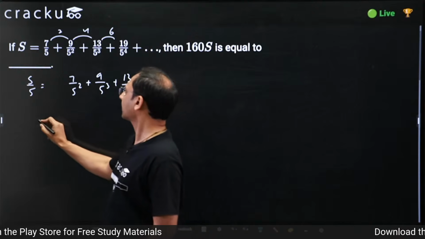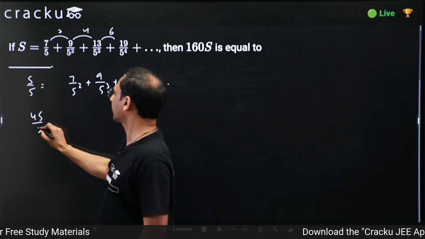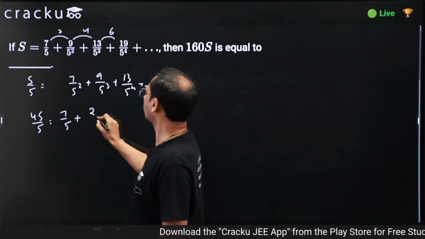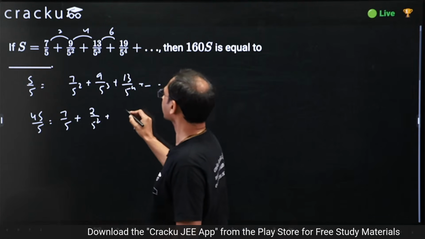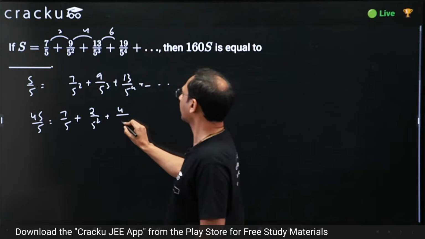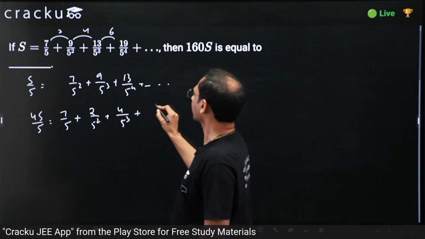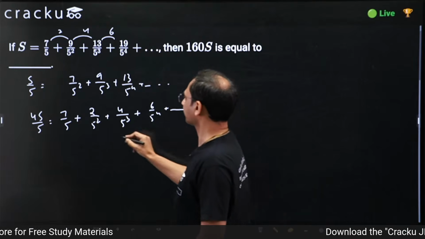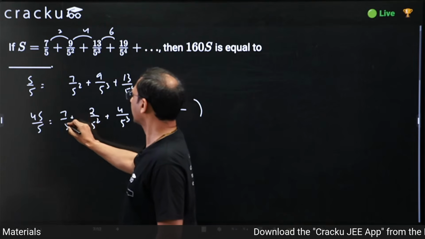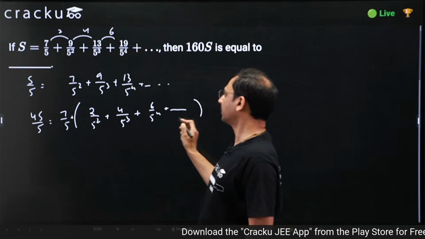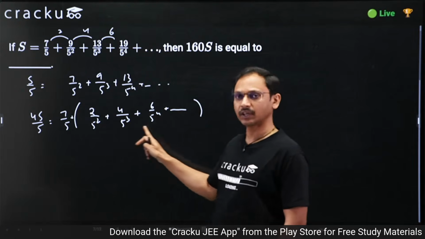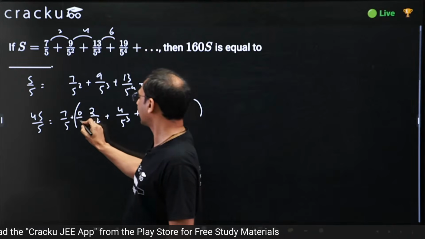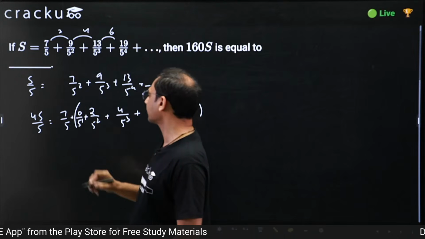If I subtract, I get 4S by 5 is equal to 7 by 5 plus 2 by 5 square plus 4 by 5 cube plus 6 by 5 power 4 and so on. So from here onwards, we have an AGP. Numerators are in AP, denominators are in geometric progression. If you want, you can write 0 by 5 power 1 also as the first term.